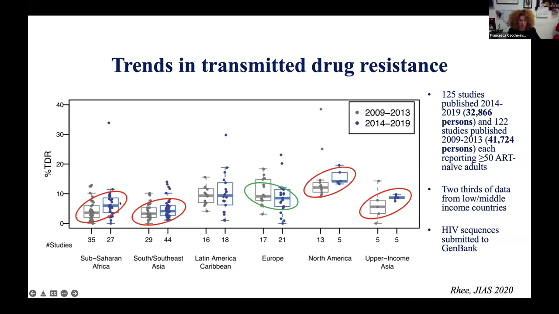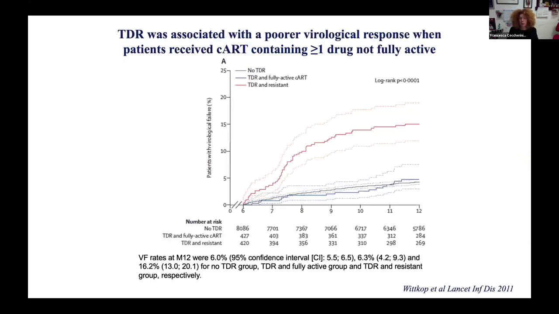And also in sub-Saharan Africa is increasing. So this is an important issue. I like this slide very much because it says to us that even if an individual has transmitted drug resistance, if you choose a correct regimen that is all active, according to the resistance test, the individual that has resistance will behave, the risk of virological failure is similar to the individual that has no resistance.